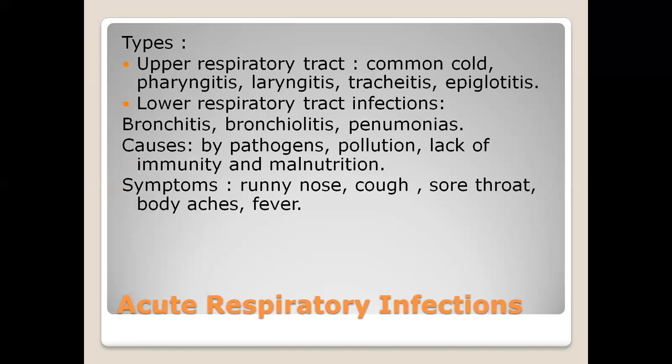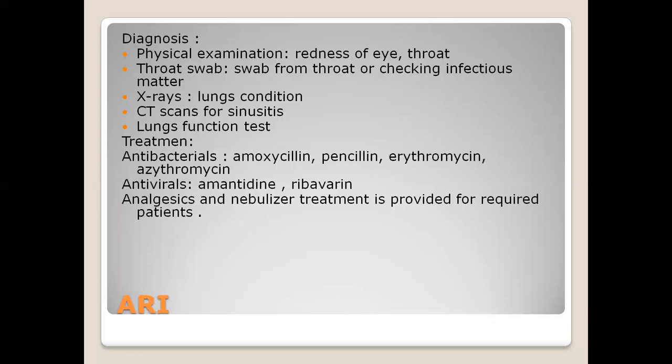And the next one is acute respiratory infection. The types are upper respiratory tract infection and lower respiratory tract infection. These are the two types of respiratory tract infections. Upper respiratory tract infections mainly cause common cold, pharyngitis, laryngitis, tracheitis, and epiglottitis. Lower respiratory tract infections mainly cause bronchitis, bronchiolitis, and pneumonias. The causes for these infections are pathogens, pollution, lack of immunity, and malnutrition. And the symptoms of these acute respiratory tract infections are runny nose, cough, sore throat, body aches, and fever.